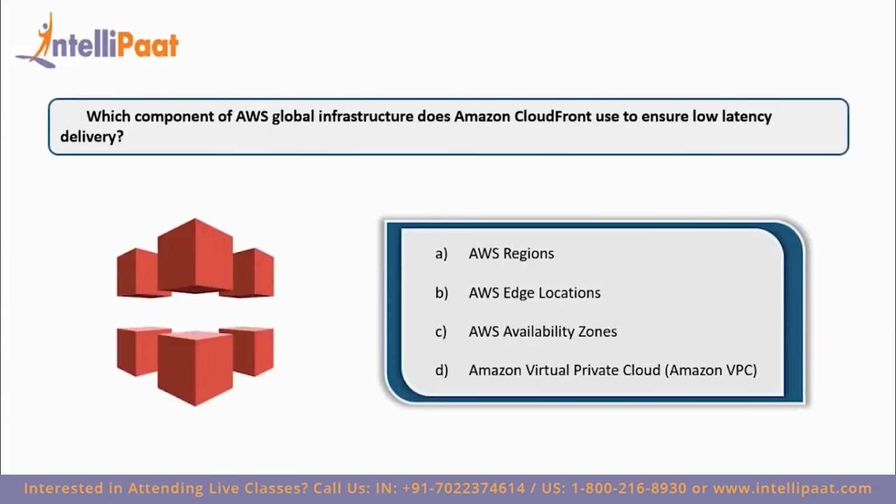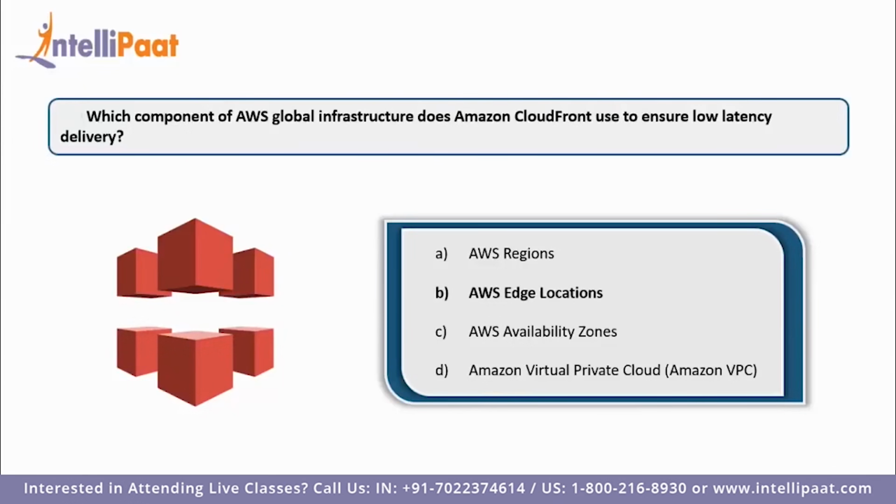All right. Our next question is, which component of AWS global infrastructure does AWS CloudFront use to ensure low latency delivery? Now, AWS CloudFront is basically a content delivery network, which means if you are in the US and the application that you're accessing has servers in India, it will probably cache the application in a US server so that you can access that application faster than sending traffic packets over to India and receiving them back. All right. So this is how CloudFront works. It basically caches the application to your nearest server so that you get the minimum latency possible. And it is possible using AWS Edge locations.